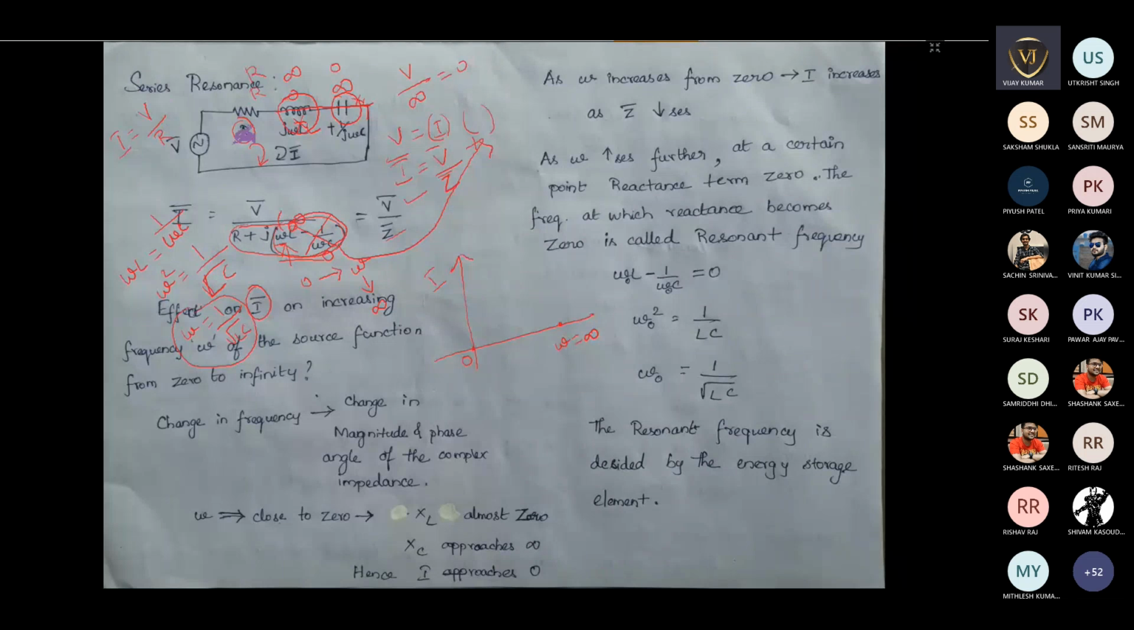So now we are getting the least impedance. At that time, we will have the maximum current. So we will get the maximum current at this point, which is omega is equal to 1 by root LC. If you change the frequency in between, you will get a waveform like this.